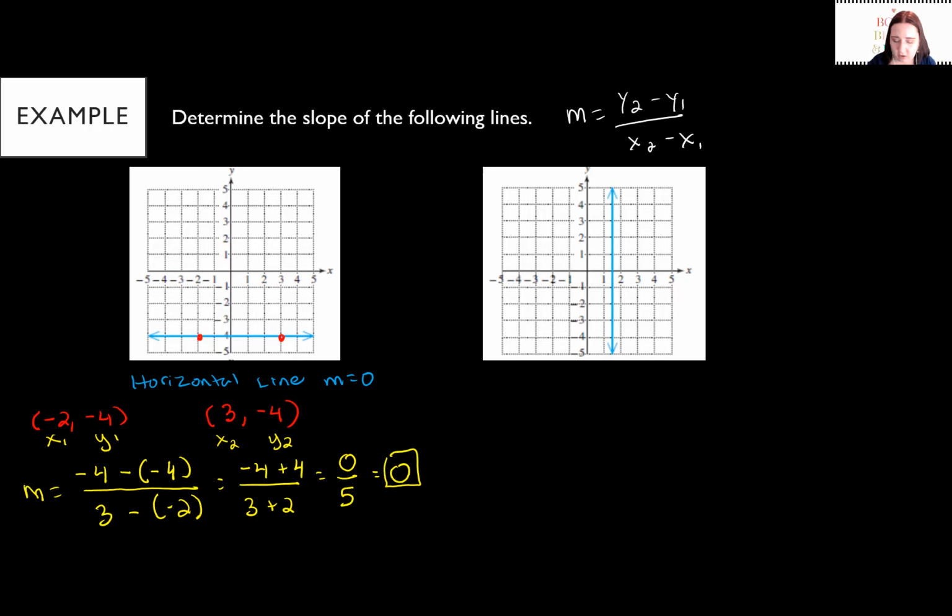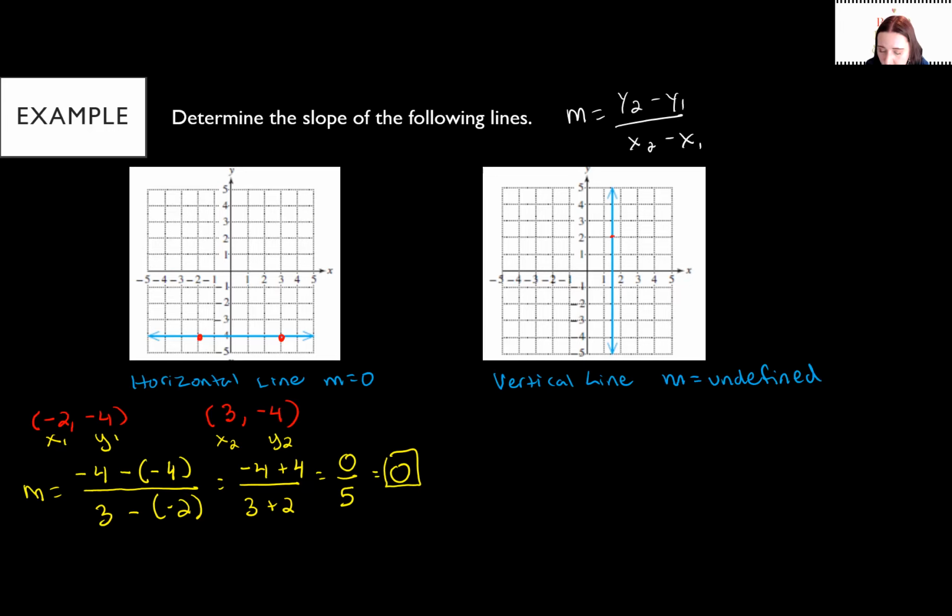Now let's take a look at our vertical line here. So the thing is, when you have vertical lines, your slope is undefined. It's literally the word undefined. It is not infinity. We write undefined because there is no definition for what it would be when you divide by 0. So you can still pick 2 ordered pairs if you're trying to figure this out.